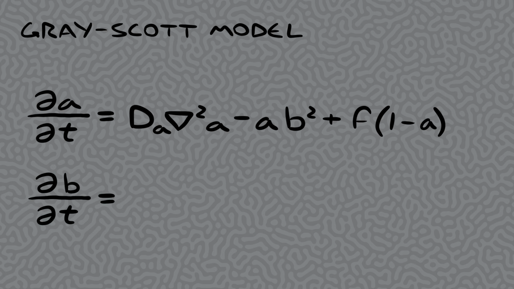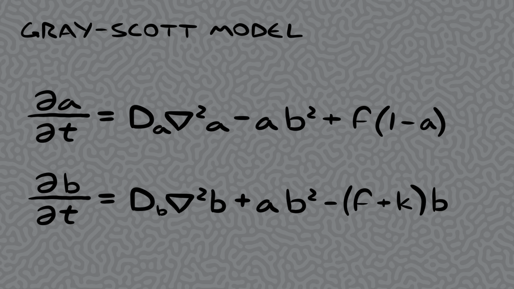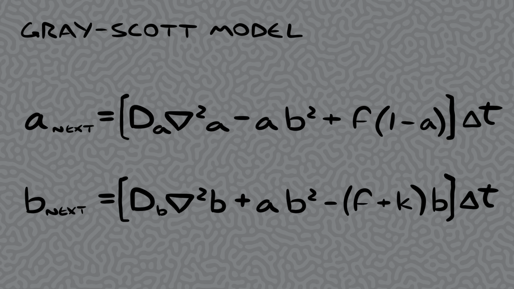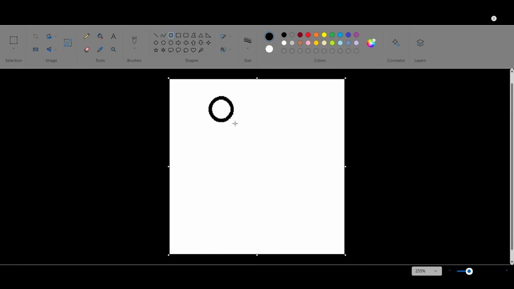For morphogen B, we say that the concentration over time again equals diffusion, plus the amount of B that's added because A turned into B, minus the amount of B that turned into some other chemical. Multiply both sides by the change in time, and you have an equation that tells you the colors of each pixel over time. To get our Turing pattern, I made an arbitrary picture that represents some blobs of chemical B in an ocean of chemical A, and then we just let these equations run. Here's what we get.